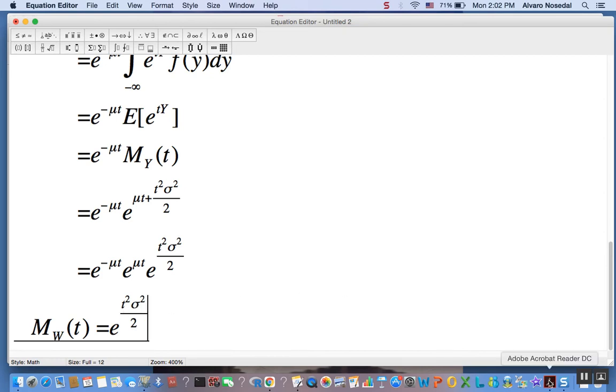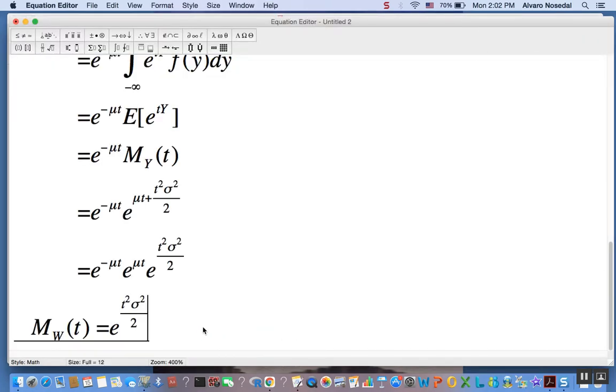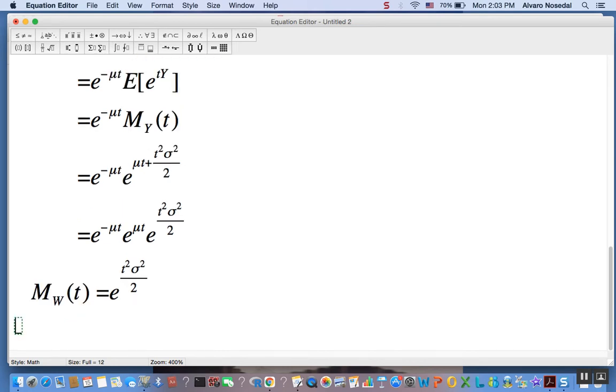Let's go back to our table here. Then you go, this is the MGF for a normal with a generic mean mu and a generic variance sigma squared. If mu were 0, this disappears, and then you end up with only e to the power t squared times sigma squared divided by 2, right? Which means that the MGF we just found corresponds to the MGF of a normal with mean 0 and variance sigma squared, right? So let's write that down.